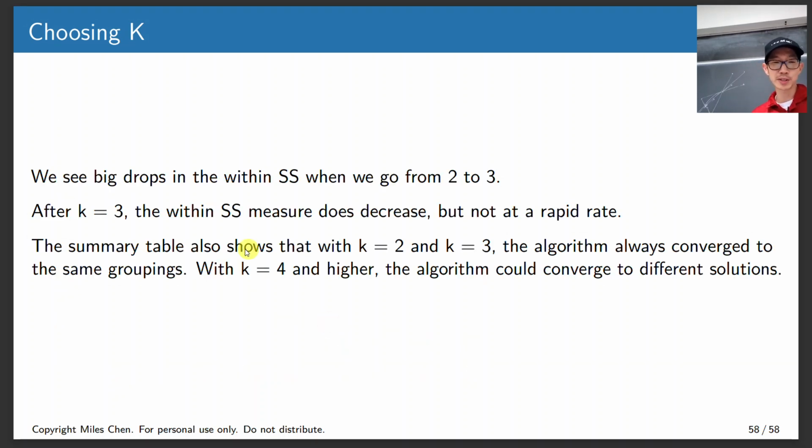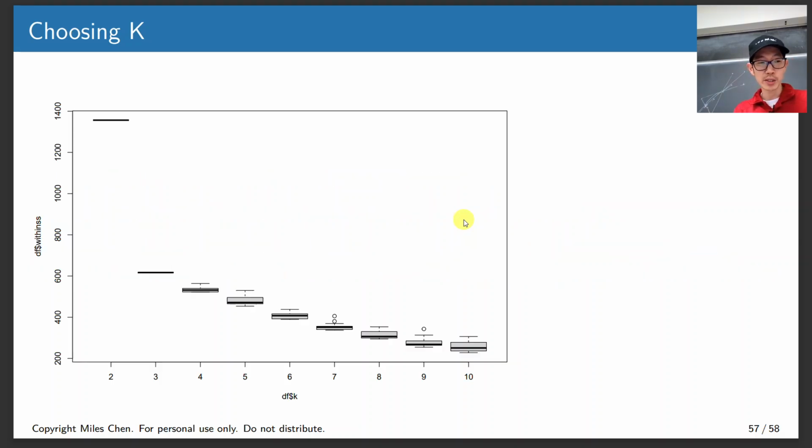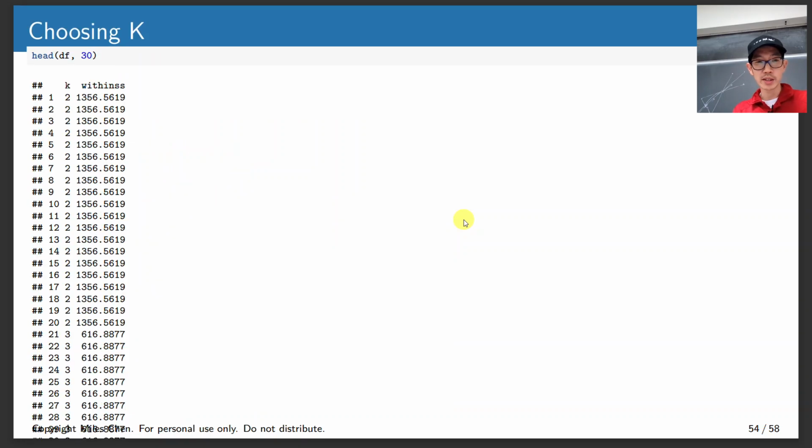So here, we see big drops when we go from k equal to 2 to k equal to 3, but after k equal to 3, the sum of squares does decrease, but not necessarily at a rapid rate. But anyway, that's what you end up getting with k-means clustering.